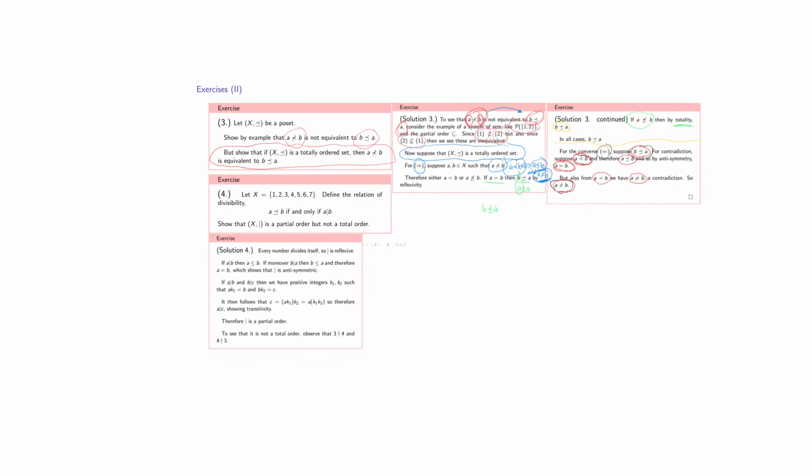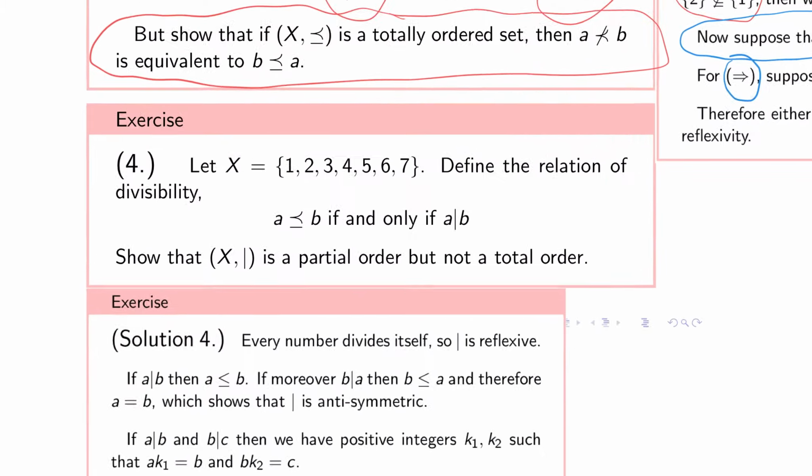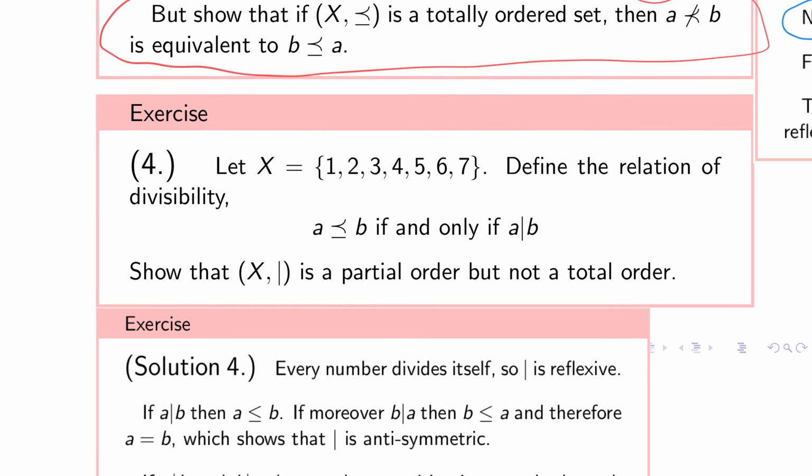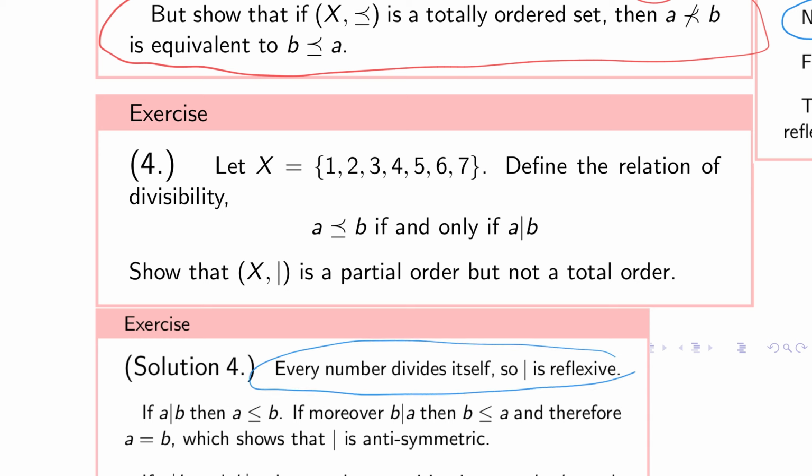Okay, and let's move on to solution number 4 for problem number 4. So we have this set, and these natural numbers are ordered by divisibility, and we're going to show that this is a partial but not a total order. To get started, somewhat trivially, you can prove it to yourself if you want, but I think it's pretty obvious that every number divides itself. And therefore, this relation between the natural numbers is reflexive.